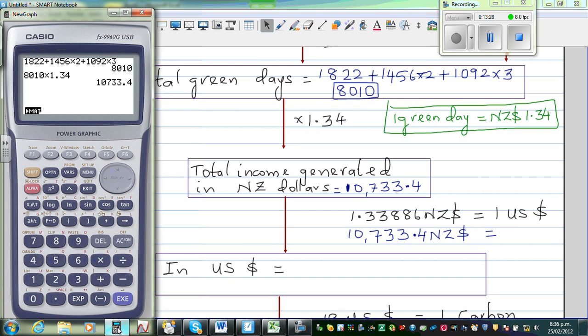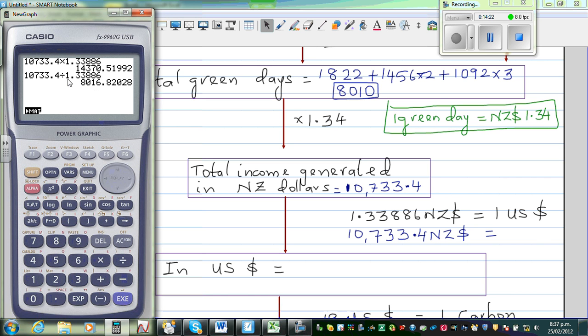Let us do it on a calculator, as you might in an exam or a test. Multiply 10,733.4 times 1.33886, and we get 14,370. So we are saying that 10,733.4 New Zealand dollars would give you 14,370 US dollars. That answer doesn't make sense, because this number has to be less. So I'll go 10,733.4 divided by 1.33886. I don't like to give students formulas. I want you to think and get to the answer, and always stop and think whether the answer is sensible.